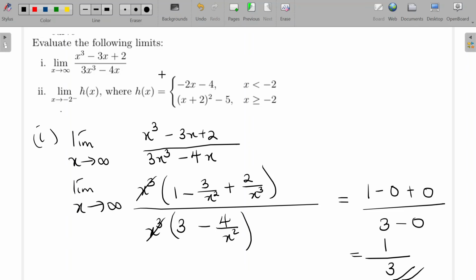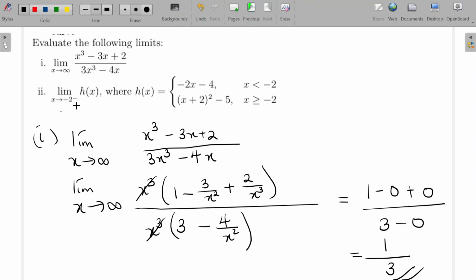All right. Wonderful. So that's how you solve this question. Let's solve 2. So 2, it's saying: what is the limit as x approaches negative 2 to the power negative, of h of x? So this is h of x.